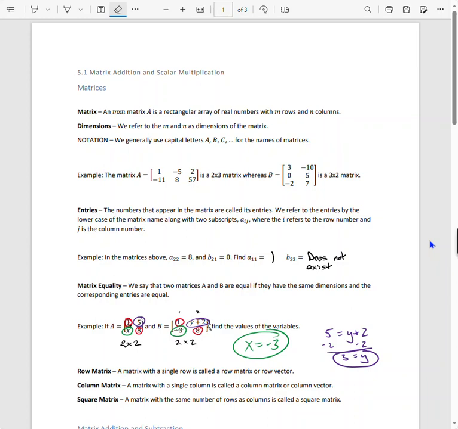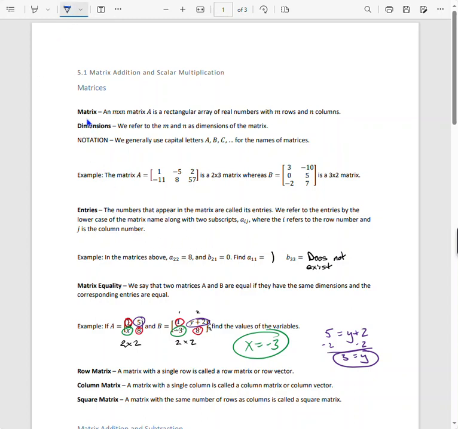Hello, and welcome to Matrix Addition and Scalar Multiplication. These are the notes for when I taught this as a lecture class in a face-to-face classroom, but I'm using the exact same notes to record for online classes and those that miss the lectures. So let's start with some definitions.